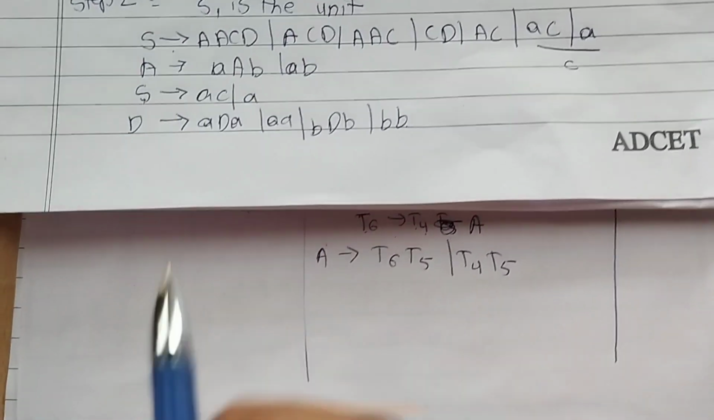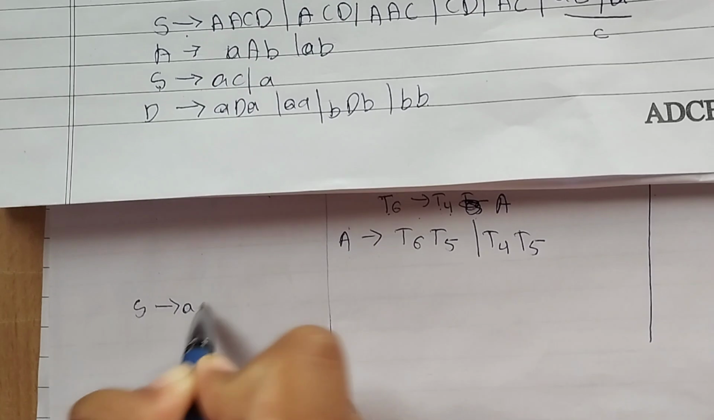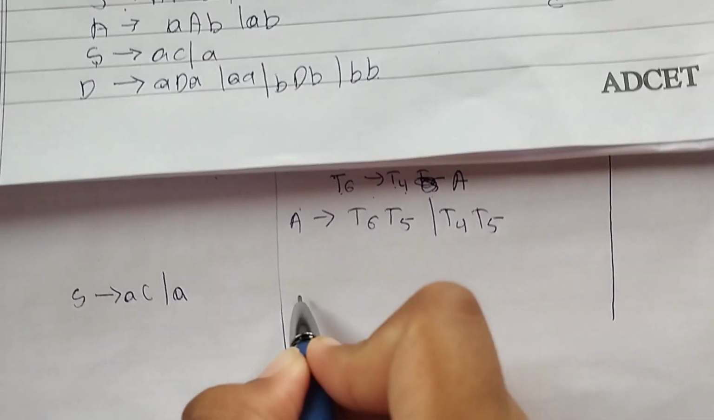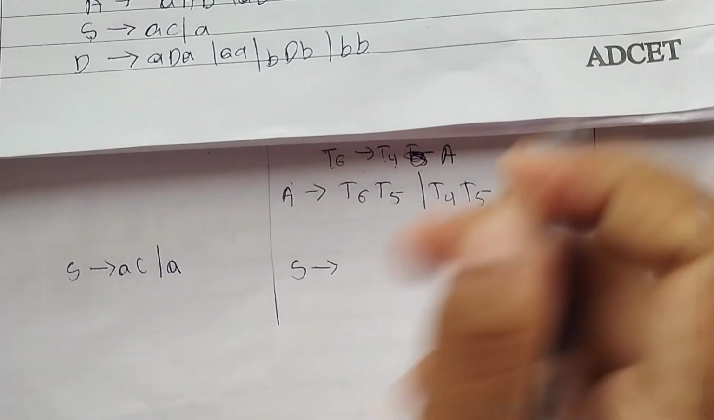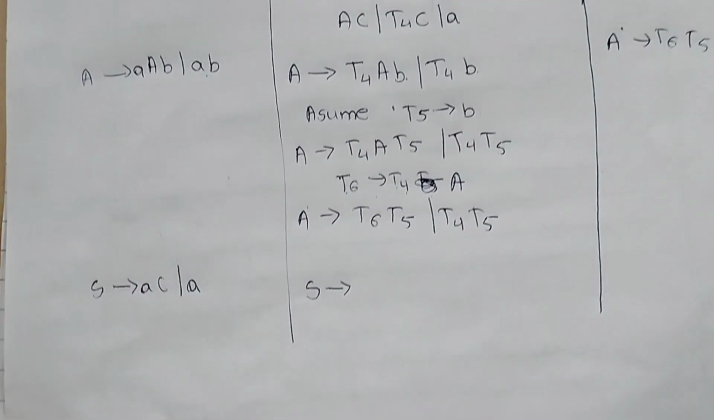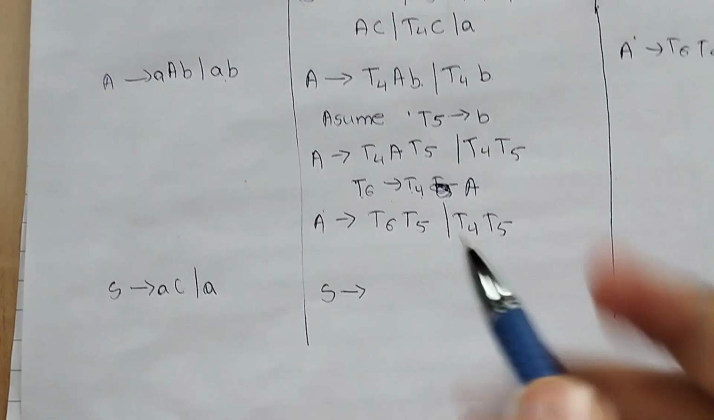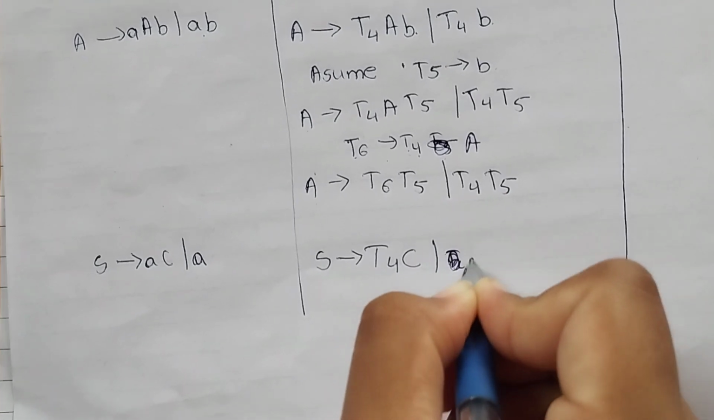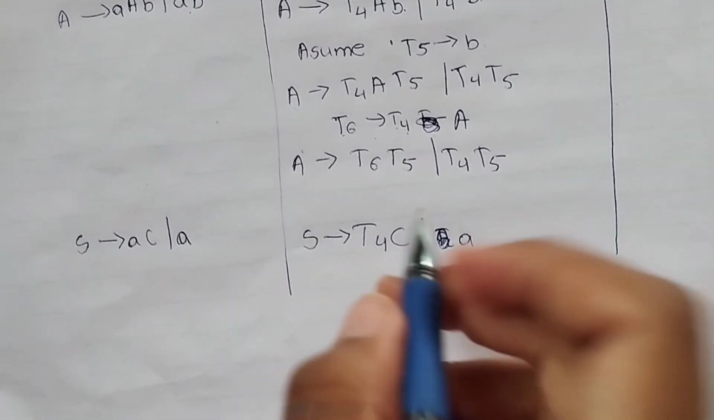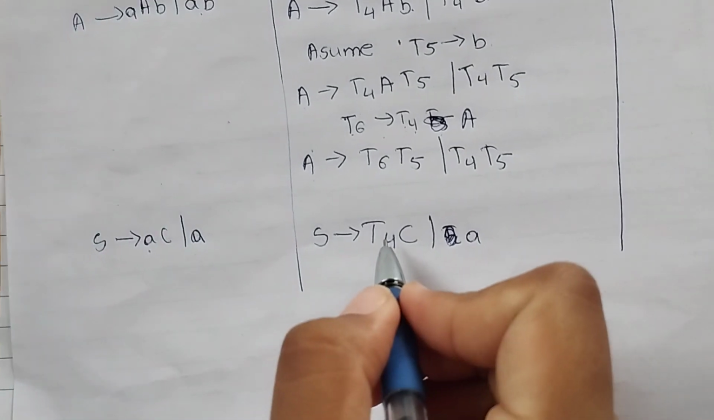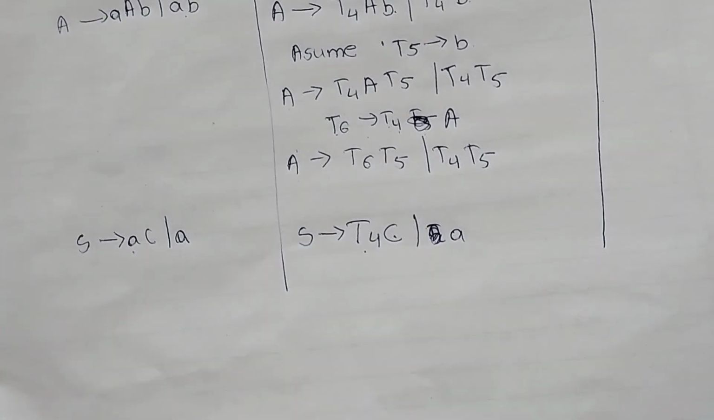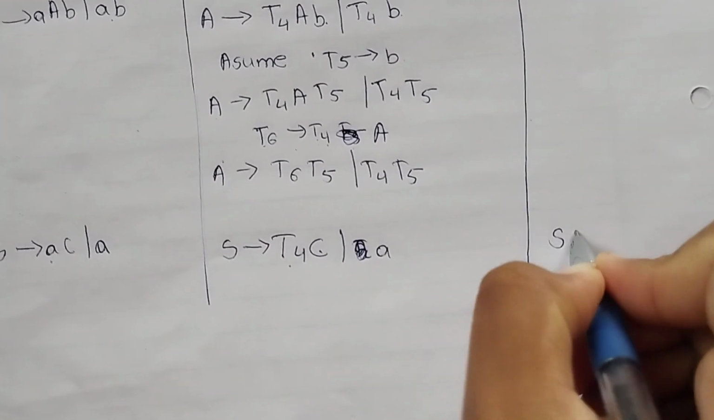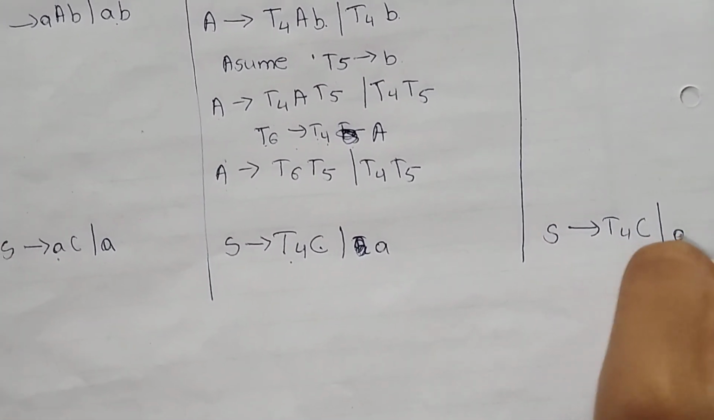Now we write for the S. So S reads AC or A. Now the same procedure we follow. First we write for the small a, we write T4, because previously we assumed T4 for the small a. So this T4 C, we do not change, because this is the correct form of the CNF. We only change this single A. Now this single A and this capital C, we get two capital letters and one small letter. So this simply is T4C A.